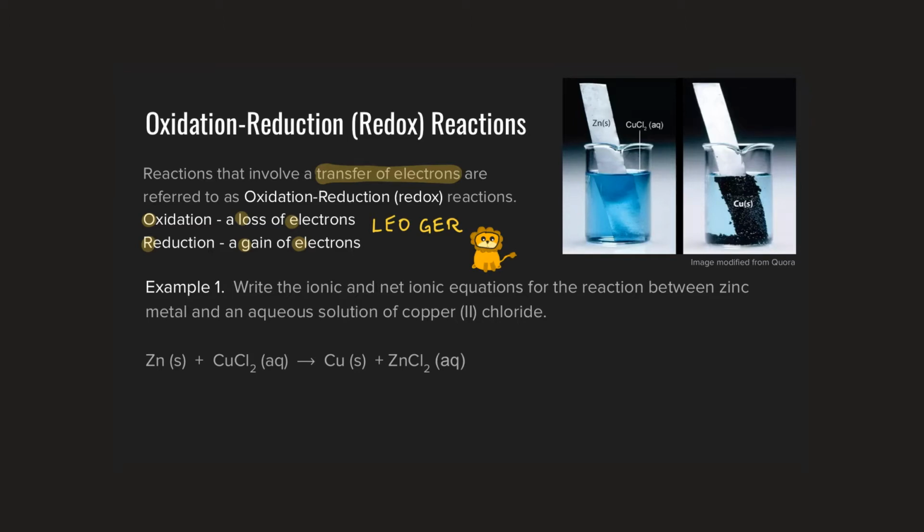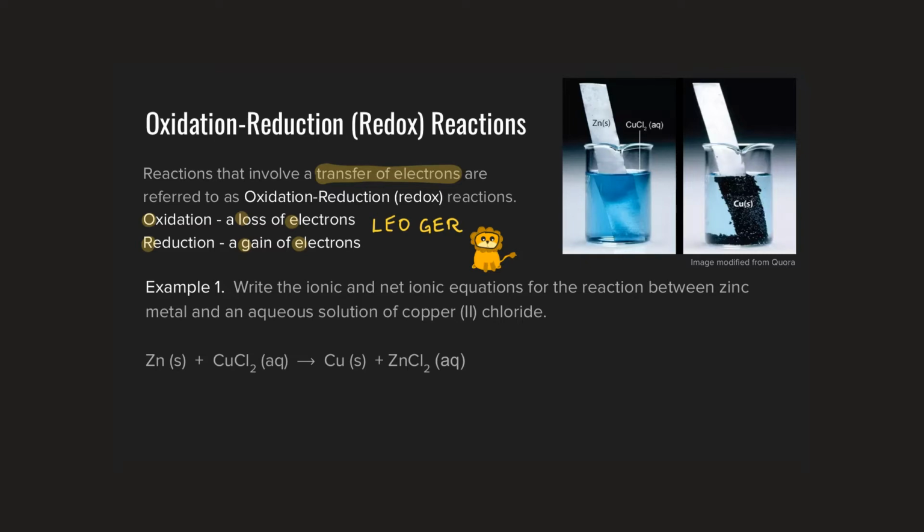Now, to have a look at a simple oxidation reduction reaction, let's look at that single replacement reaction that we discussed moments ago. In example number 1 right here, we're going to ask you to write the ionic and net ionic equation for the reaction between zinc metal and an aqueous solution of copper 2 chloride, again, which is pictured in the image above and to the right here. And we've given you already the molecular equation for that particular reaction, which is solid zinc reacts with copper 2 chloride to form solid copper and an aqueous solution of zinc chloride.